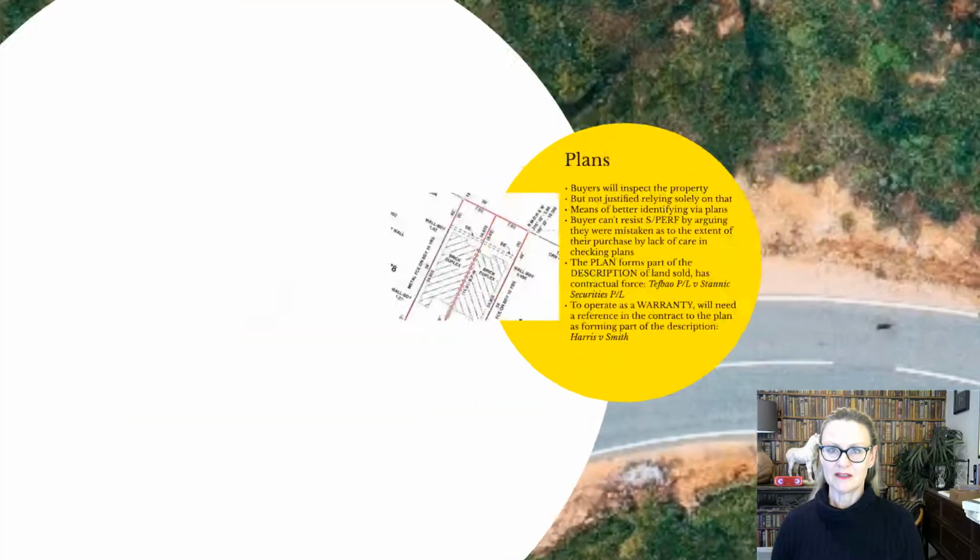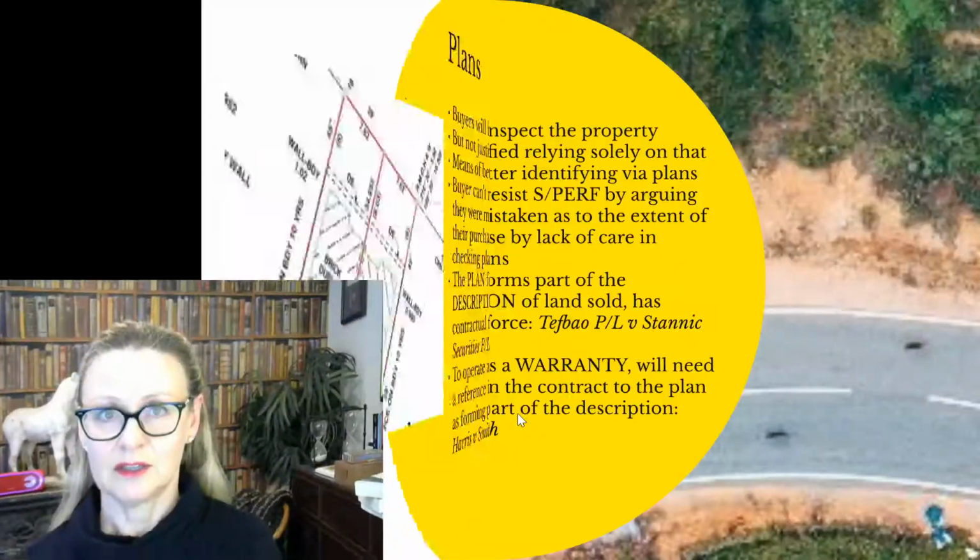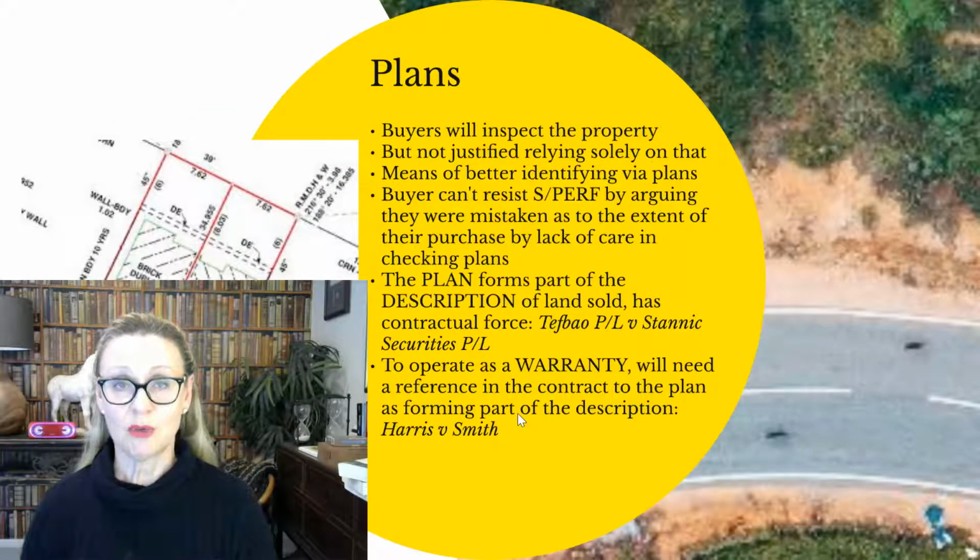Then we need to look at the issue of plans, because plans will augment the description of the property. Usually a prudent buyer will go ahead and inspect the property. However, they're not really justified, are they? Well, a prudent buyer won't be justified just relying on what they see with their own little eyeballs. They will want to not only check out the description in the contract, they will want to see plans.